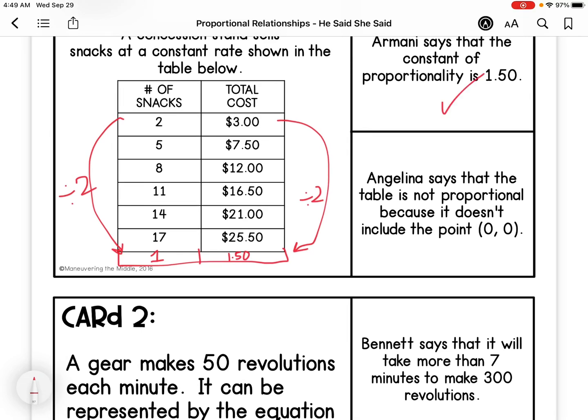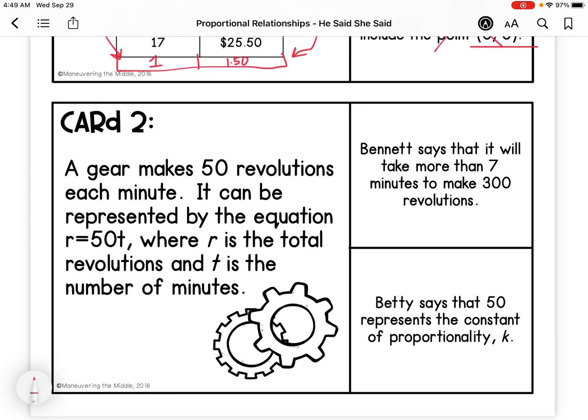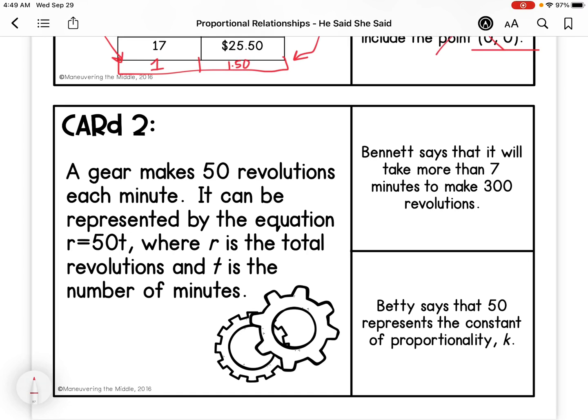Angelina says the table is not proportional because it doesn't include the 0.00. Well, I know it is proportional because if I buy 0 snacks, it's going to cost me $0. So that's not true.